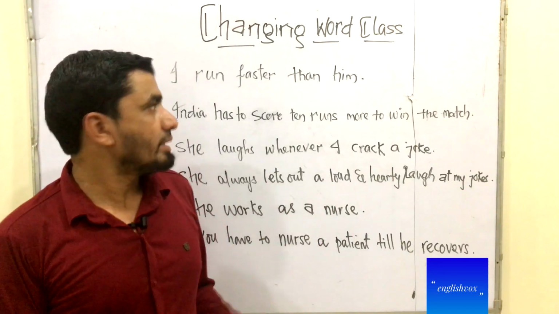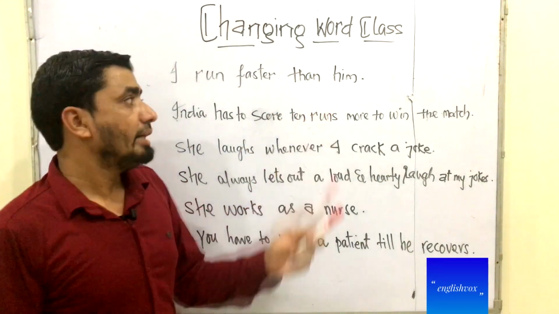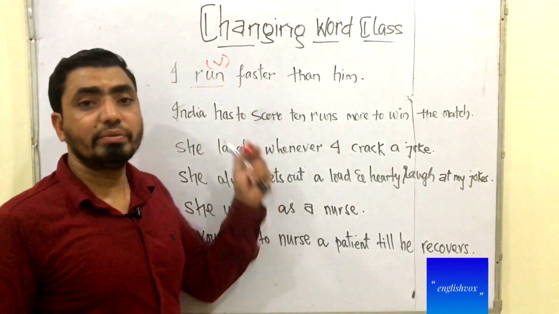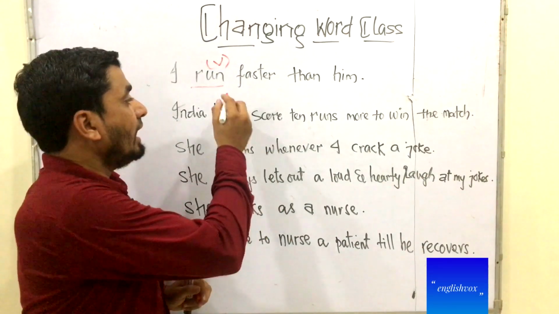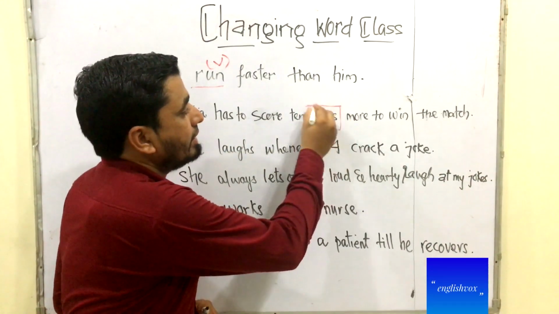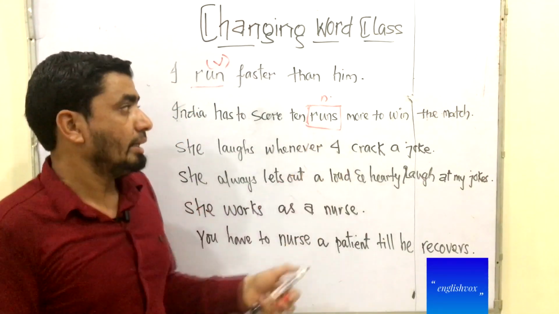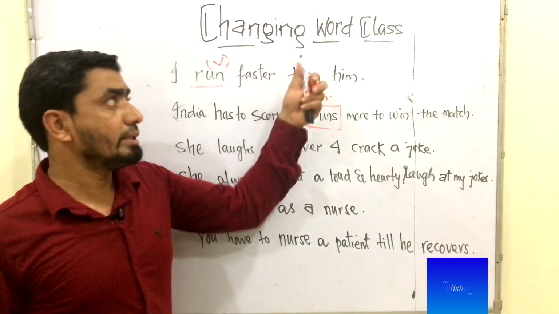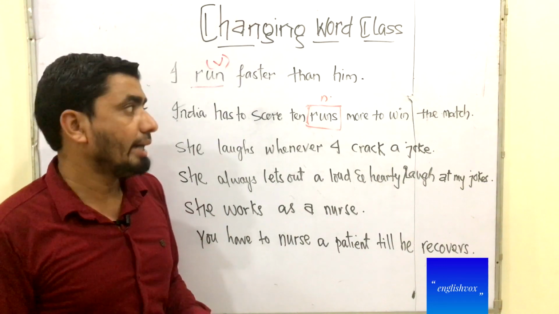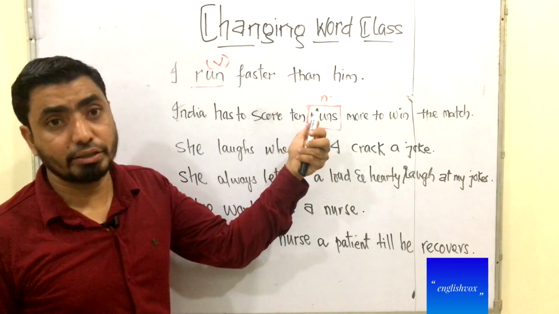Here are a few examples. The first example, which I told you earlier: I run faster than him. Here the word run is used as a verb, so its word class is verb. And in this sentence, India has to score 10 runs. See, here runs is used as a noun, so its word class is noun. Here you can observe that in changing word class we do not have to add any prefixes or suffixes, and the word remains the same, but sometimes it is used as a verb and sometimes as a noun.